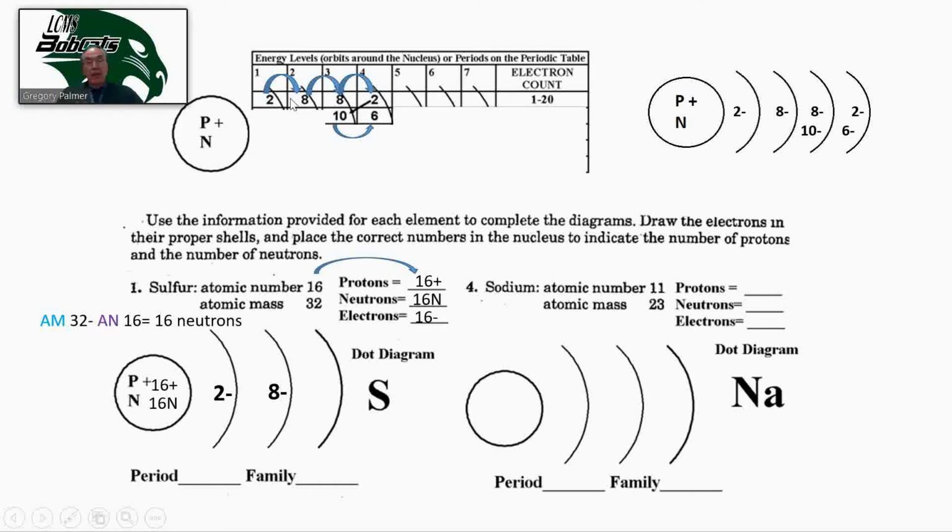It's kind of like you read: 2 was full, so we went to the 8. Now the 8 is full, so we go to the third energy level, and this is like a bucket. It can hold up to 8. We need 16, so we don't need to use up all 8. We only need to add in 6 more.